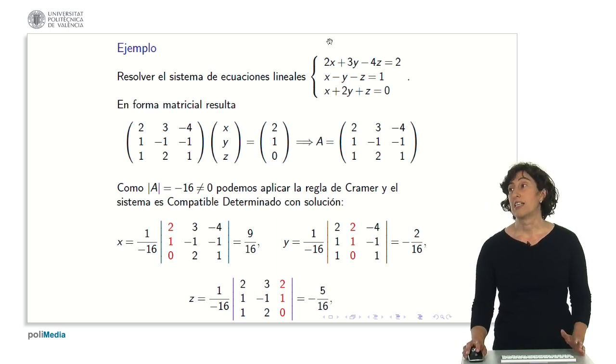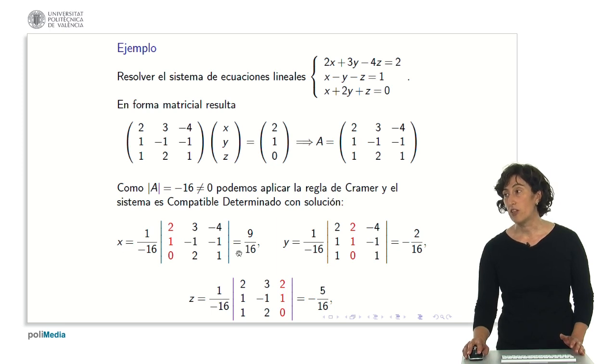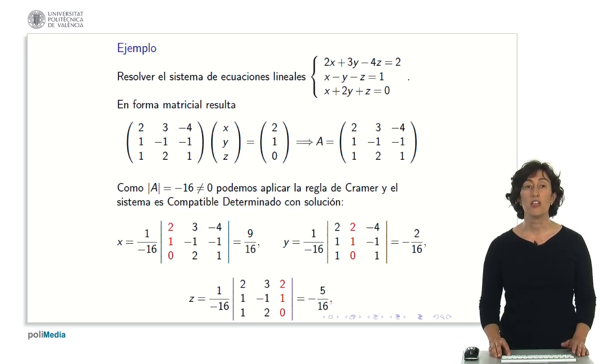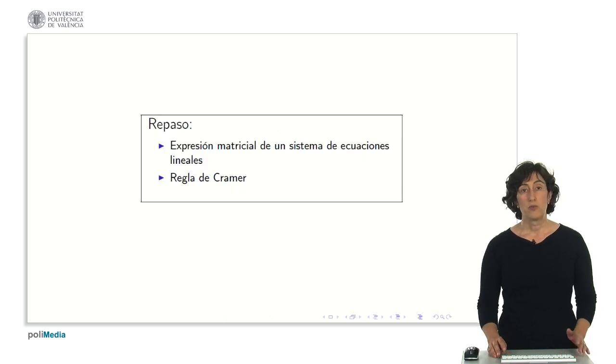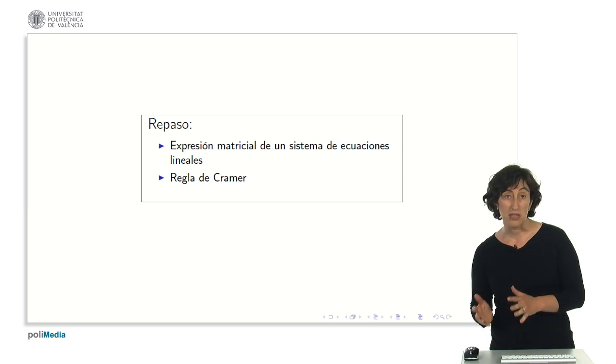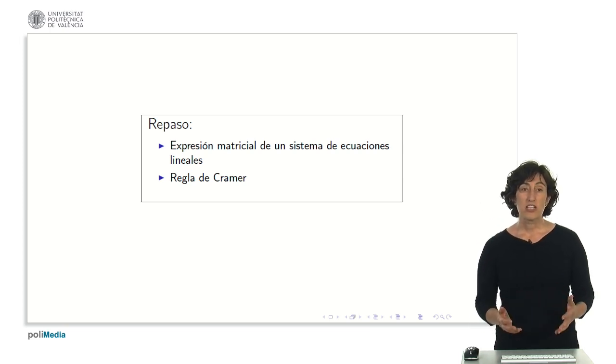Since we have reached that the system is compatible and determined, and its solutions x equal to 9 divided by 16, y equal to minus 2 divided by 16, and z equal to minus 5 divided by 16, we have found the solution of the system by calculating determinants. Well, as you can see, we have seen that the whole linear equation system has a matrix expression, and that if a series of conditions is met, we can apply the Cramer's rule to solve it.